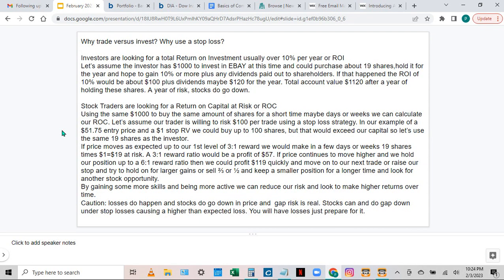This is just a quick page I put together for you guys about why trade versus investing and why use a stop loss and the difference between an investor and a stock trader. So I'll leave this here for about 10 seconds. You guys can pause and read through that. It's pretty basic. It's not next level math.